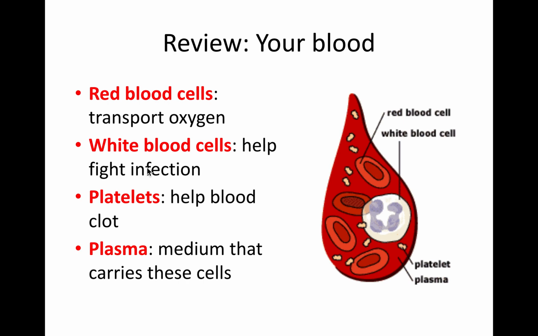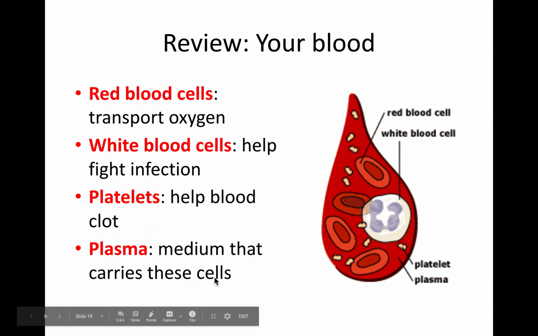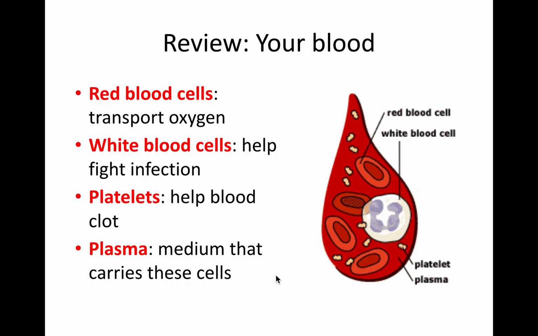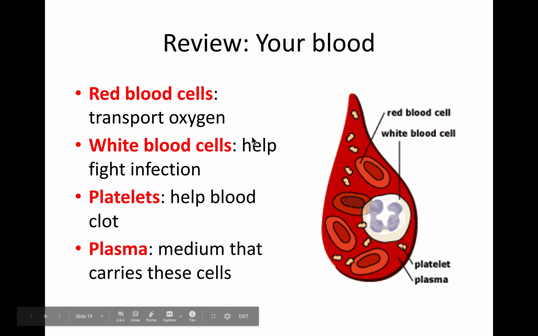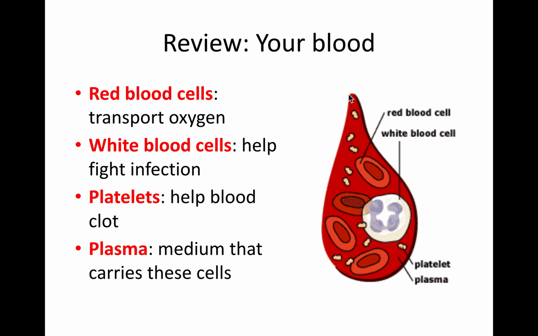So you have the red and white blood cells. Platelets, which help blood clot. And then plasma, which is the medium that carries these cells. So the plasma is what everything's traveling in. So in this picture here, you have the red blood cells, the white blood cells, the platelets, and then this drop of liquid is the plasma that it's all moving in. So just as a review of what we're talking about when I say ABO blood types.